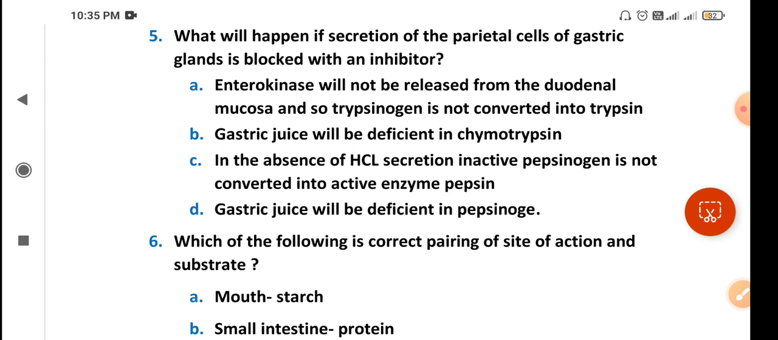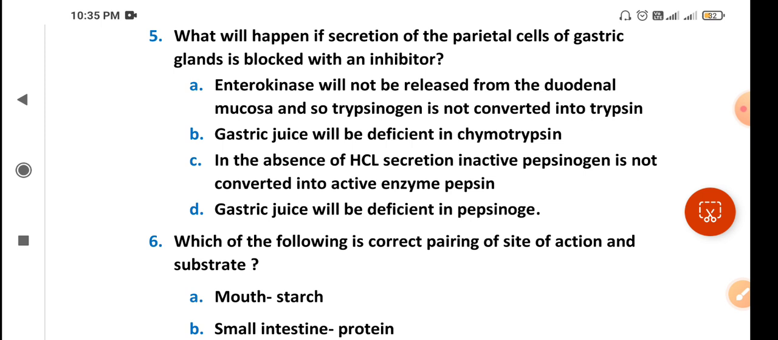okay, let's check the C option. In the absence of HCl secretion, inactive pepsinogen is not converted into active enzyme pepsin. Yes, this is the correct option, because if the parietal cells are blocked by inhibitors, then there will not be any secretion of HCl, and functions of the HCl will be hampered. So जो HCl के जो functions होते हैं उनमें बाधा आ जाएगी. So ये C option क्या कह रहा है? In the absence of HCl secretion, inactive pepsinogen is not converted into the active enzyme pepsin.